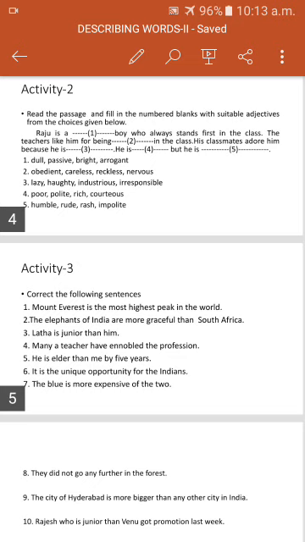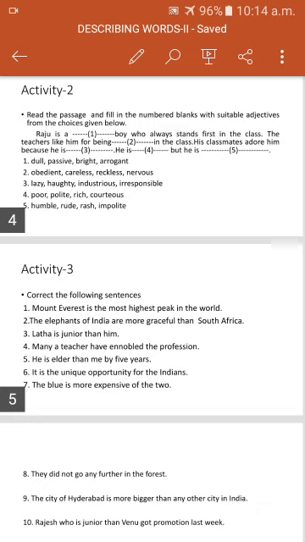Now let us see the adjectives for the first blank: dull, passive, bright, arrogant. For the second blank: obedient, careless, reckless, nervous. For the third blank: lazy, haughty, industrious, irresponsible. For the fourth blank: poor, polite, rich, courteous. For the fifth blank: humble, rude, rash, impolite. These are the adjectives. So let us fill the adjectives in the passage.